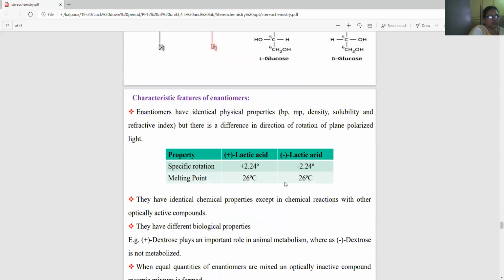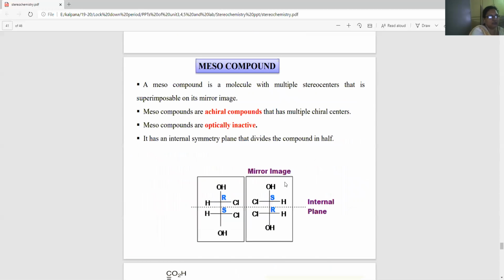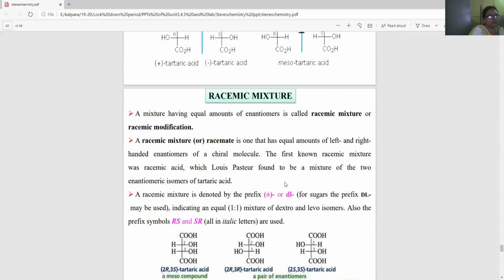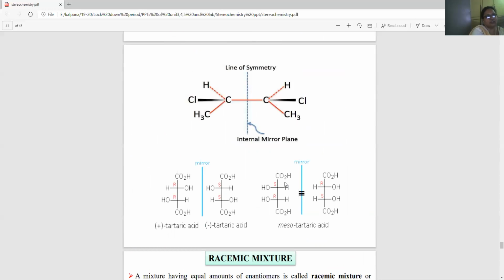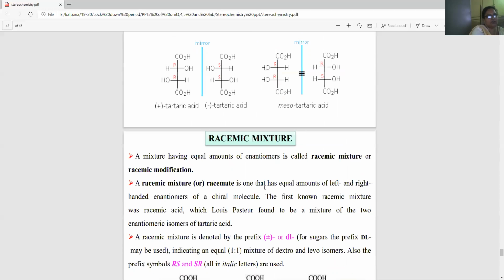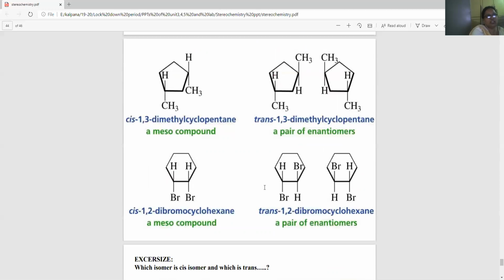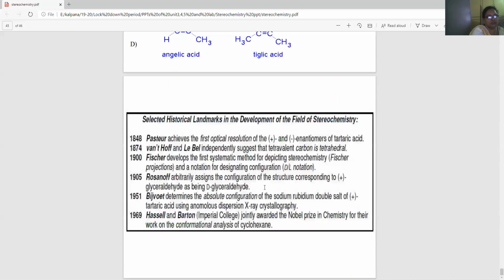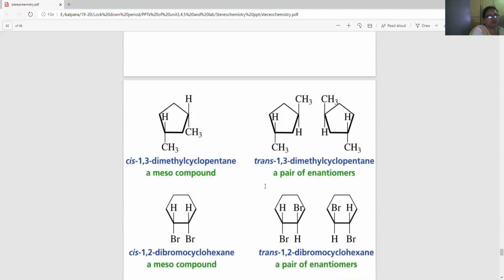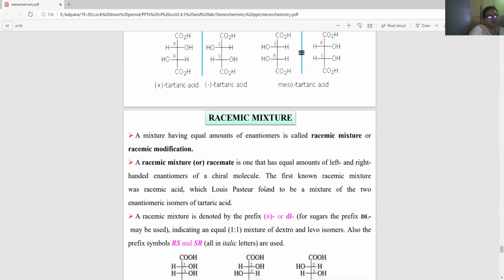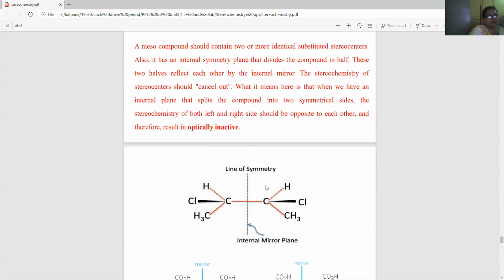So now we'll go for symmetry. In symmetry, we have line of symmetry, center of symmetry, and axis of symmetry. You can see here the example given for line of symmetry. There is a line of symmetry in the center, which divides the molecule into two equal halves. So this is about our symmetry.